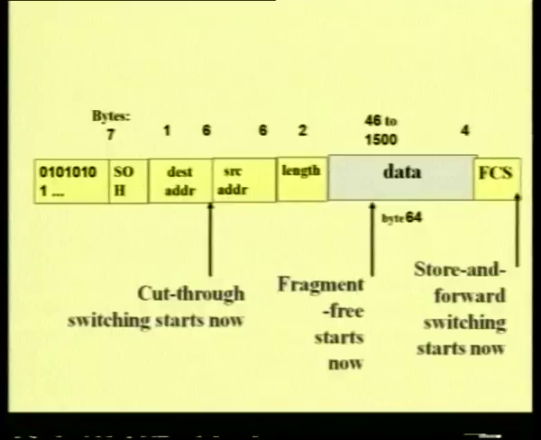So if you look at a simple 802.3 kind of a frame that is being sent, cut through switching will start as soon as the destination address is known, that is right at this point. Okay, we have destination address, source address, length, and then data followed by FCS. Now the fragment free switching will start at this point, that is after 64 bytes have been received, after it knows that collision has not taken place. Store and forward switching will start at this point, that is after the entire frame has been received.